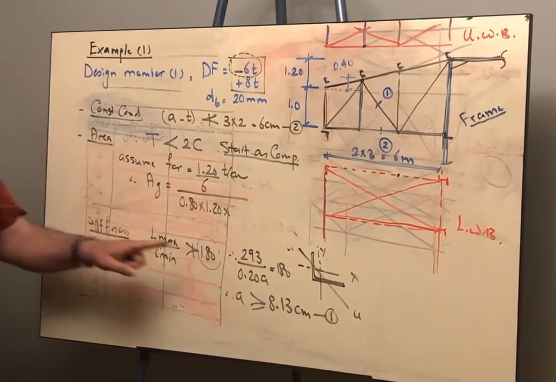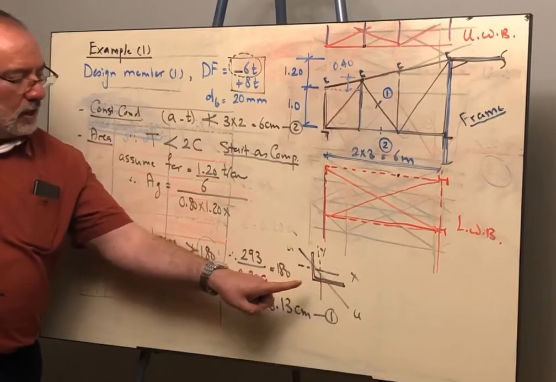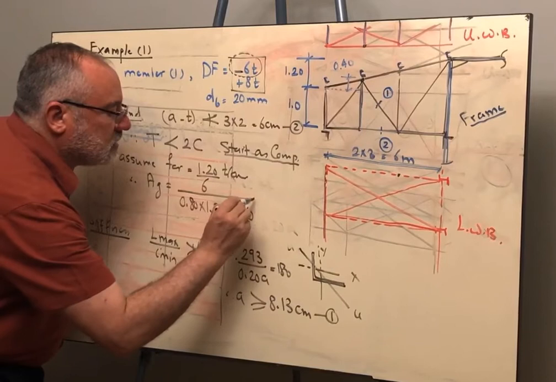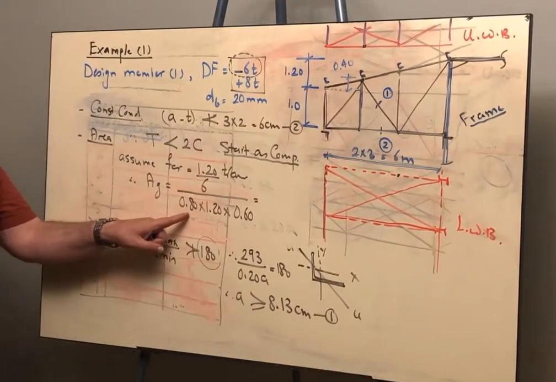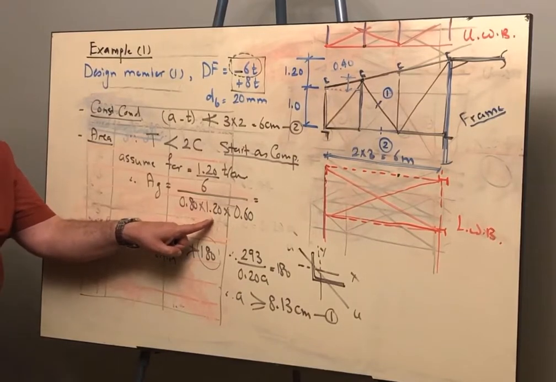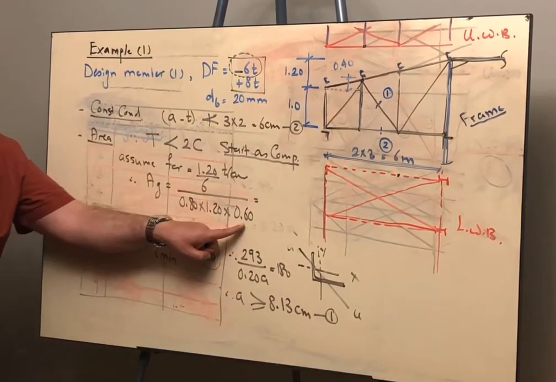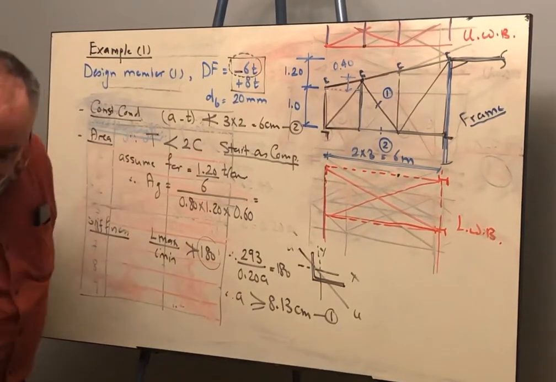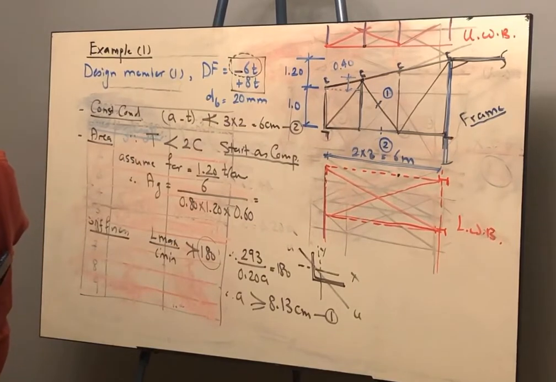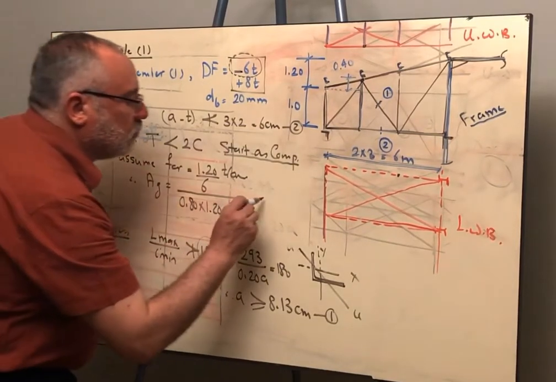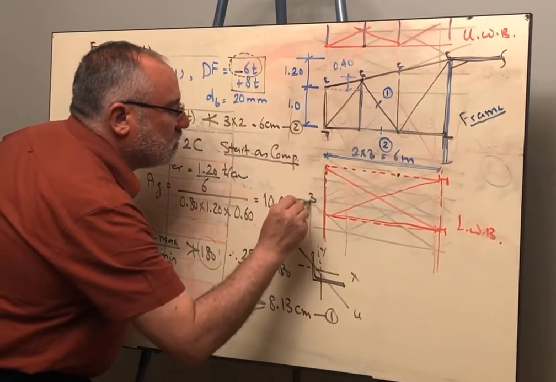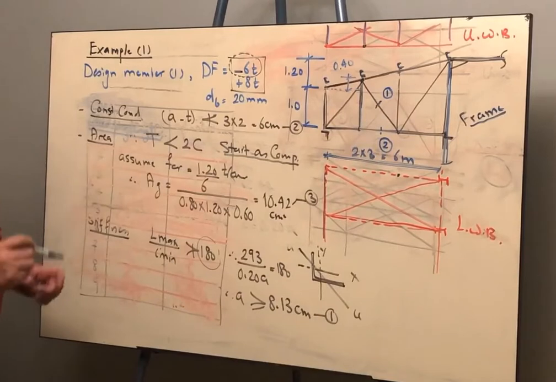And take care, the section is unsymmetric because it is composed of one angle. Then we are going to reduce the stresses by 0.6. 0.8 is the strength reduction factor for compression members, 1.2 is the assumed F critical, and 0.6 is a factor to account for unsymmetry. Then the area of the angle will be 10.42. And this will be the third condition. So I'm having 3 conditions here.